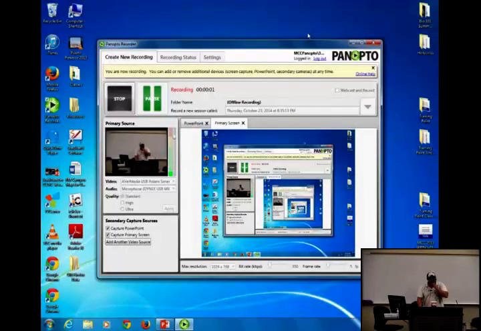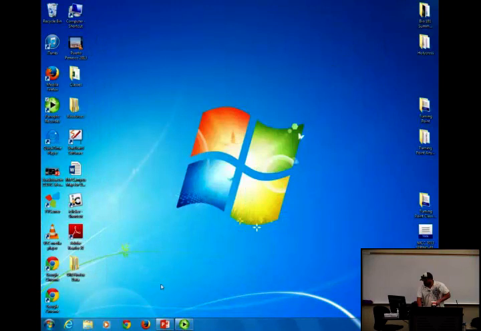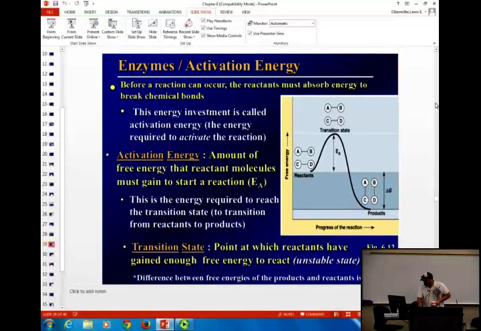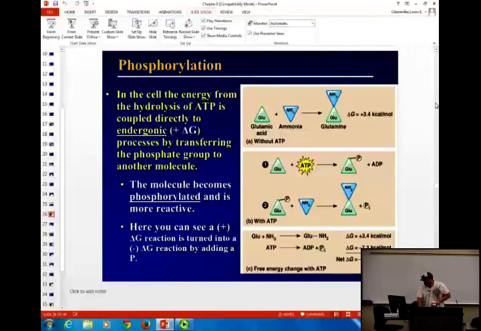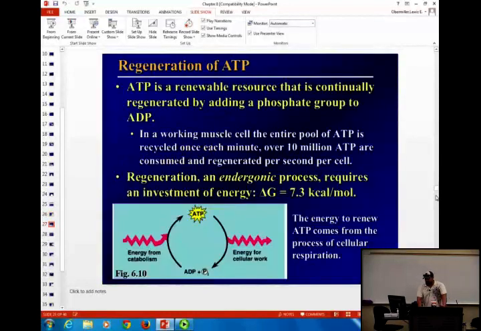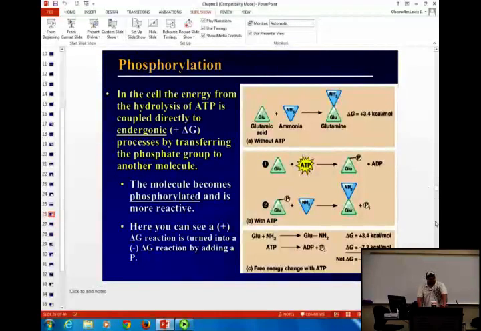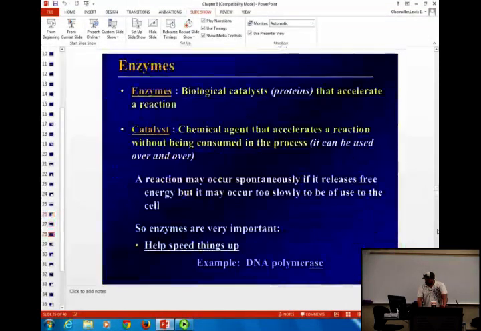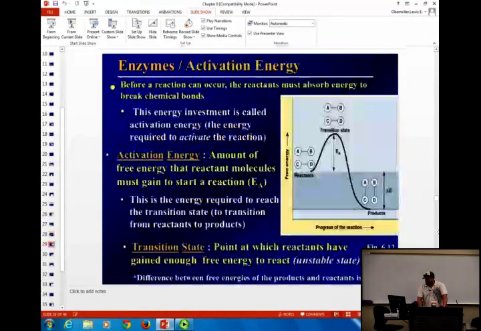About it a little more. We talked about ATP transferring molecules. So we have talked about lots of different things. We have talked about phosphorylation, which is basically just adding a phosphate to a molecule to change its shape to get it to do work.